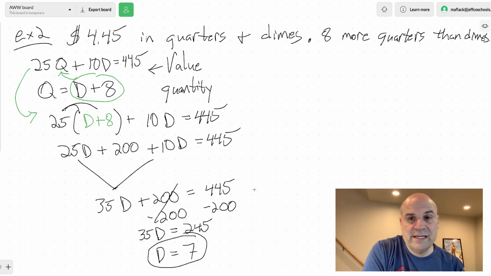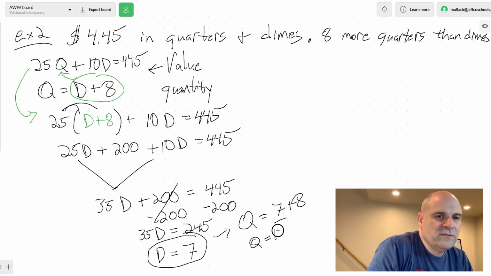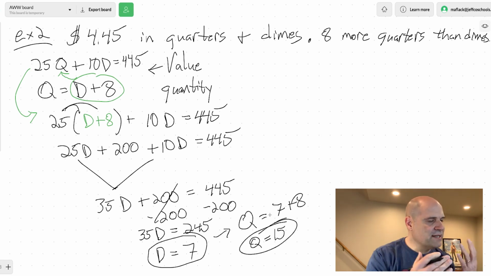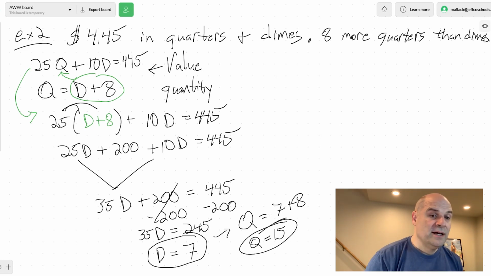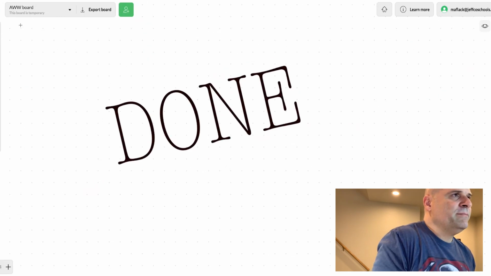All right, so if D equals 7, then Q equals whatever D is, 7, plus 8. So Q equals 15. Let's check that, make sure it works. 15 quarters, that's 375, plus 7 dimes, which is 70. So what's 375 plus 70? 445. Boom, checks out, we're good. Example 2, done. All right, example 3, one more.